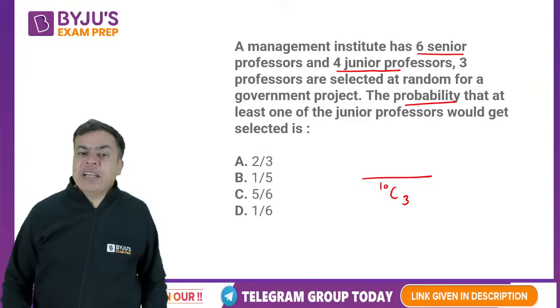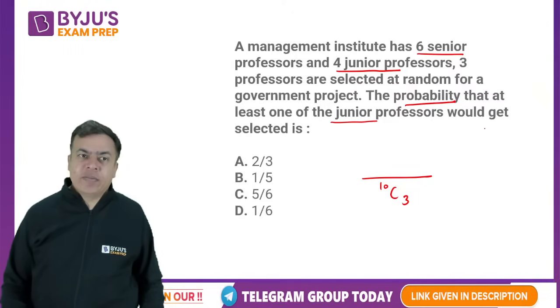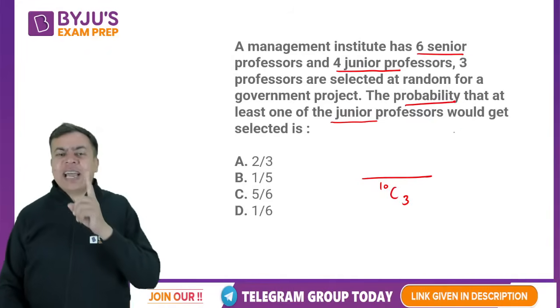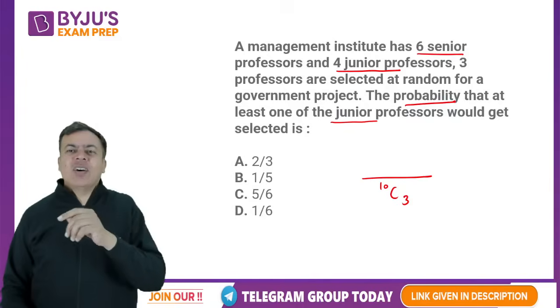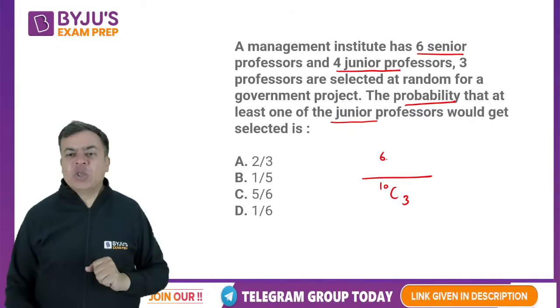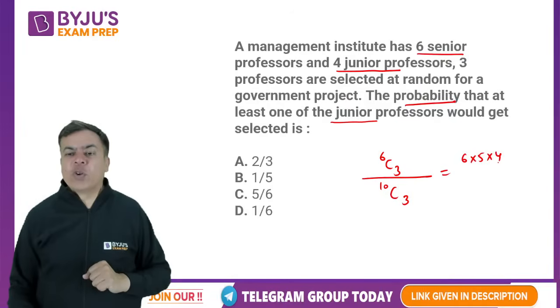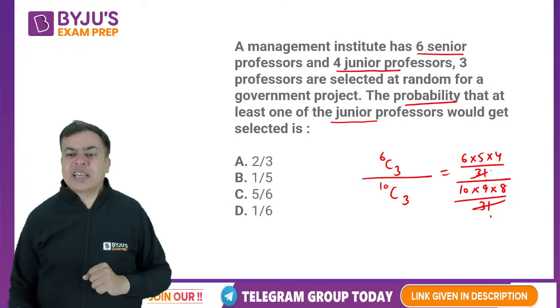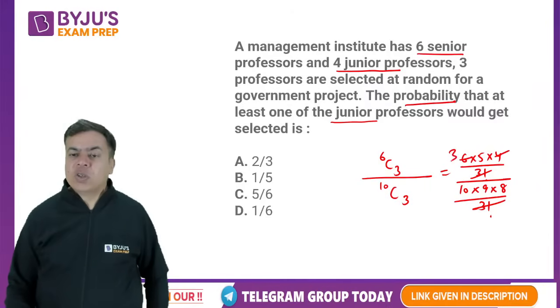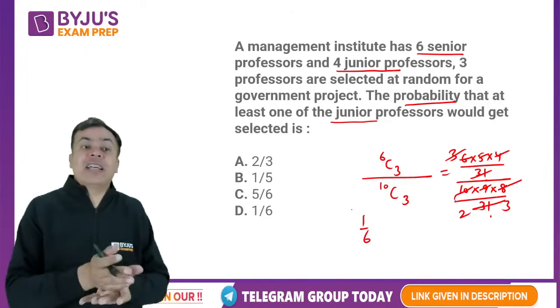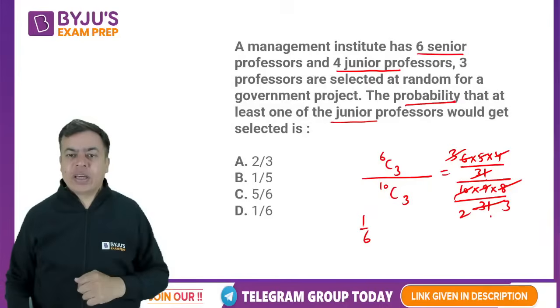Okay. The probability that at least one junior professor would get selected, right? So I would suggest that if he says at least one junior, first take all senior. That means you are selecting out of 6 only. All senior. So that will become 6 into 5 into 4 by 3 factorial and 10 into 9 into 8 by 3 factorial. So this gets cancelled, and here it is 4, and 2 into 8 cancelled, 3 into 3, and 5 into 2. So 1 by 6. But this is the probability when all the seniors are there. If you subtract from 1, then it will become 5 by 6.